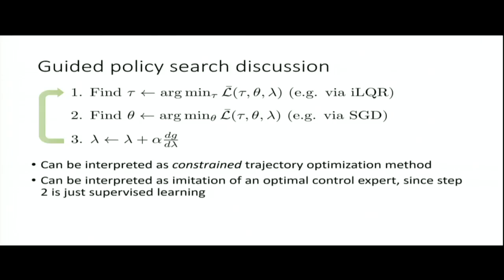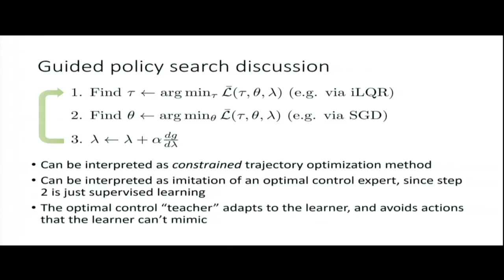It can also be interpreted as an imitation learning algorithm because you're constructing an expert here with trajectory optimization, and you're imitating that expert with supervised learning. So that's kind of the connection between model-based RL and imitation learning. The optimal control acts as a teacher, but it actually adapts to the learner because the objective for optimizing the trajectory depends on the policy. So it'll try to construct trajectories that the policy will have an easier time imitating. So the imitation learning interpretation is imitating an adaptive computational teacher, a teacher that is trying to change its supervision based on what it thinks the policy is actually capable of learning.